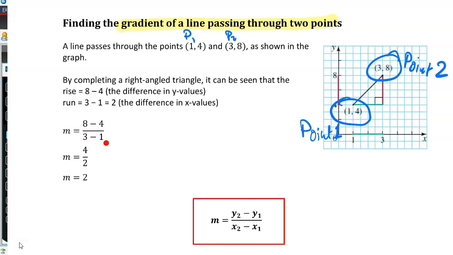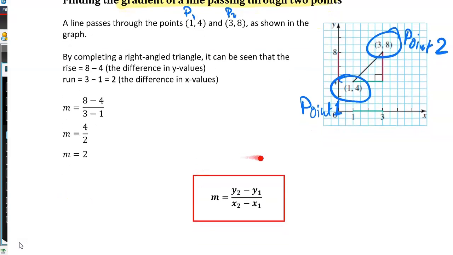So that's 3 minus 1. So 8 minus 4 over 3 minus 1, we get 4 over 2. So that gives us a gradient equal to 2. Now this is our formula for finding our gradient. This is our rise over run, but all in algebra. That's the y value of point 2, take away the y value of point 1, over the x value of point 2, take away the x value of point 1.